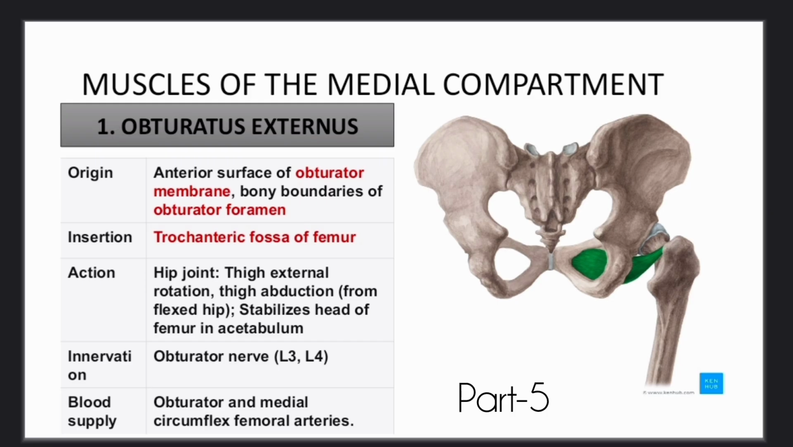In today's video, we'll discuss the muscles of the medial compartment of the thigh. The medial compartment consists of 6 muscles: the obturator externus, pectineus, gracilis, and the 3 adductor muscles, that is adductor brevis, adductor longus, and adductor magnus.